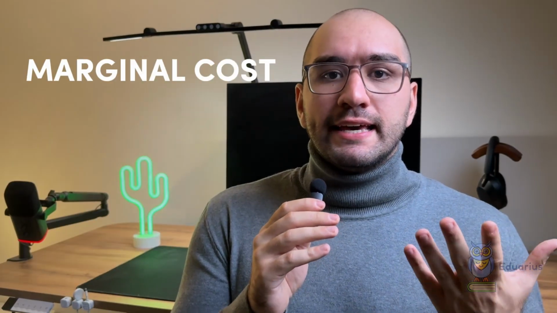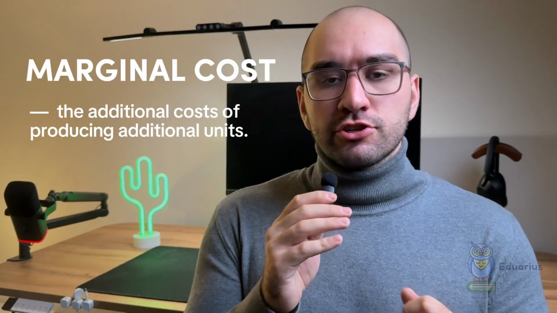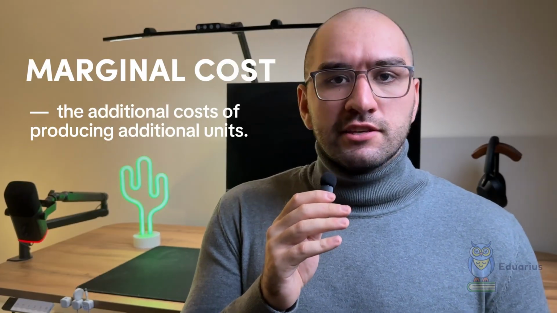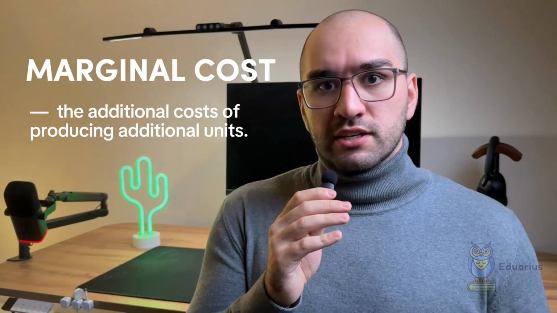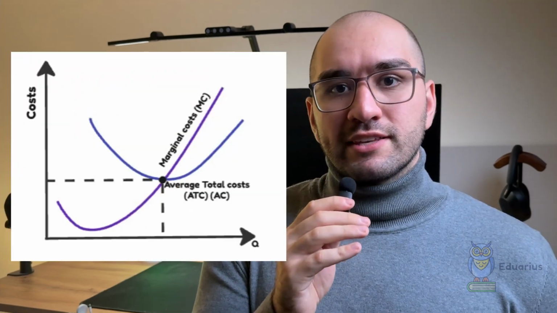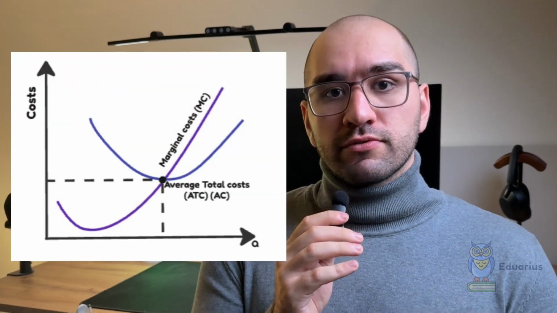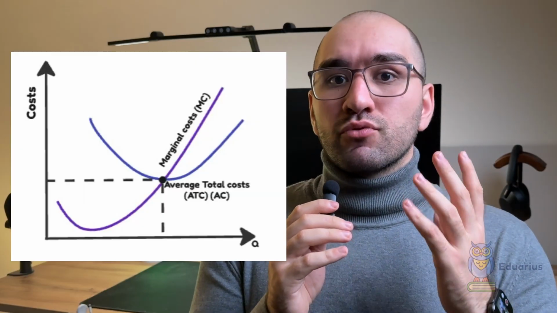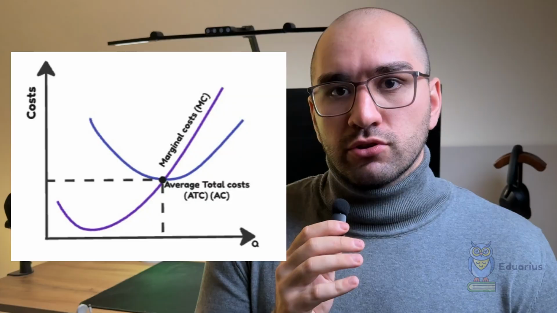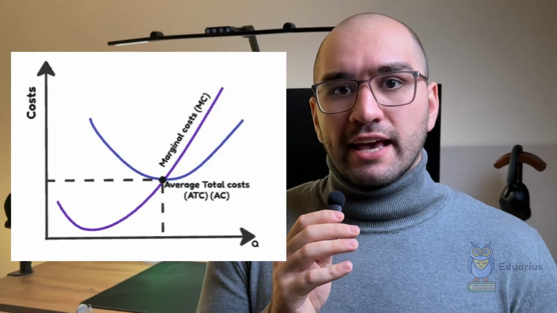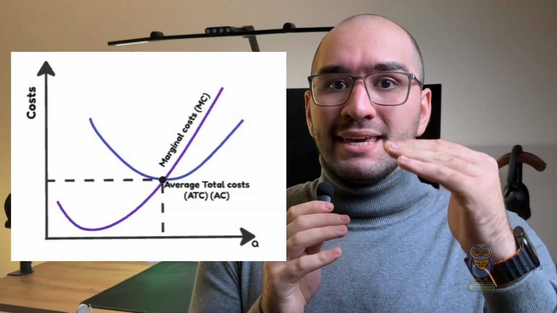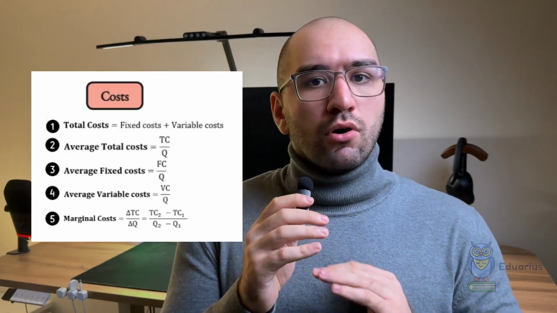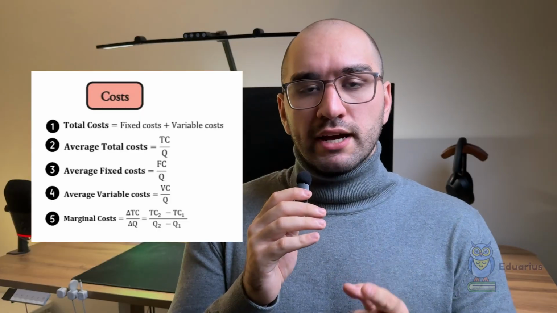Marginal costs are the additional cost of producing additional units. The formula is quite easy. It is the change in total costs divided by the change in quantity. To simplify, marginal costs reveal how much cost I will have if I want to produce one more unit. Here on the graph, we can see the marginal cost curve. And remember that it is like an umbrella handle to the average total costs. So marginal costs always intersect average costs at their minimum level. Here are all the formulas for all types of costs. Pause, rewrite, or take a photo.